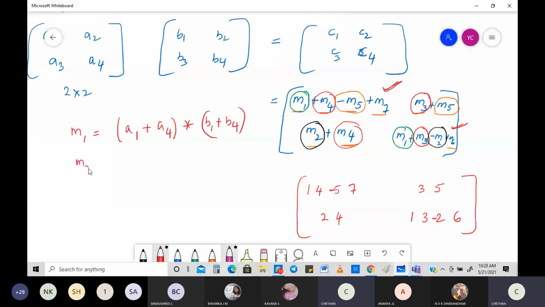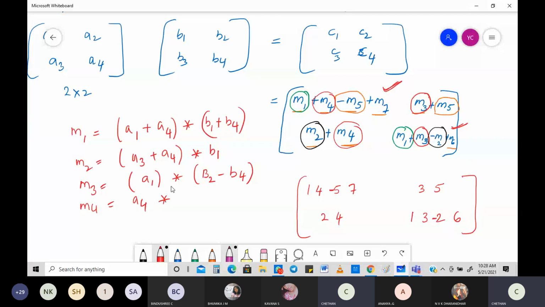Then same thing with regard to M3. M3 will be equal to A1 into B2 minus B4. M4 equal to, see again, I know people may be thinking, how to memorize this. There's no other way. There's just no other way. This video gives such things.